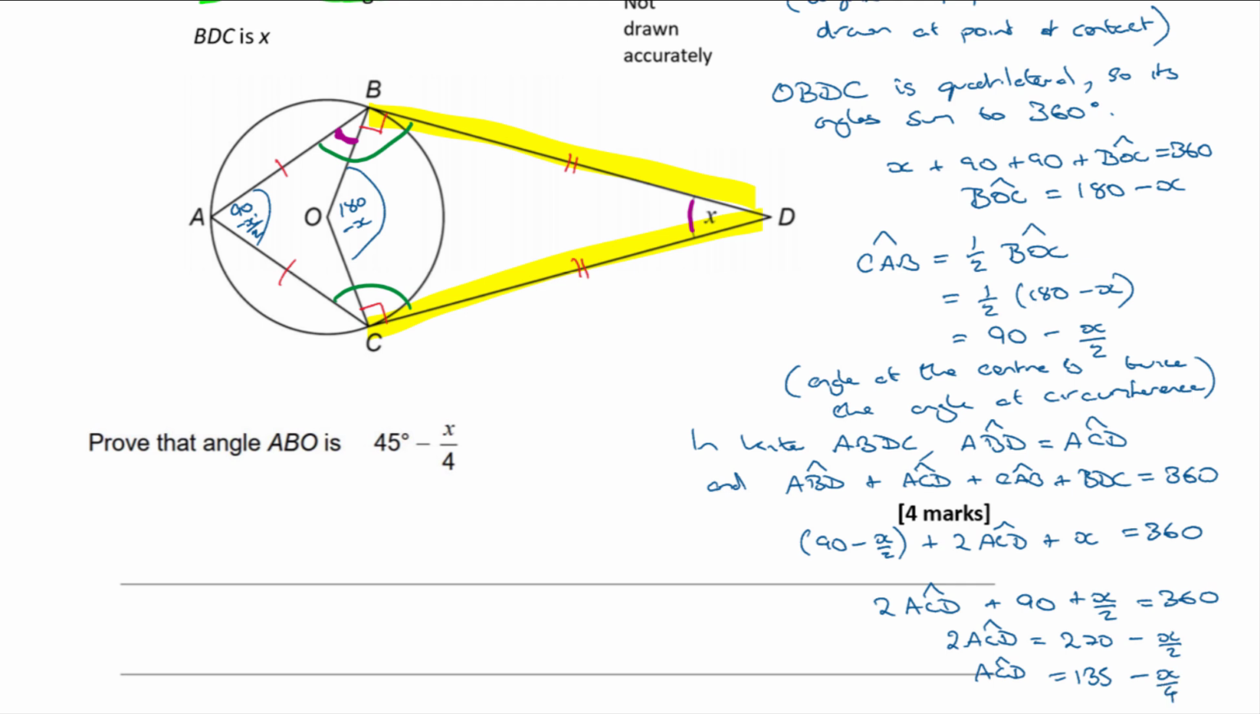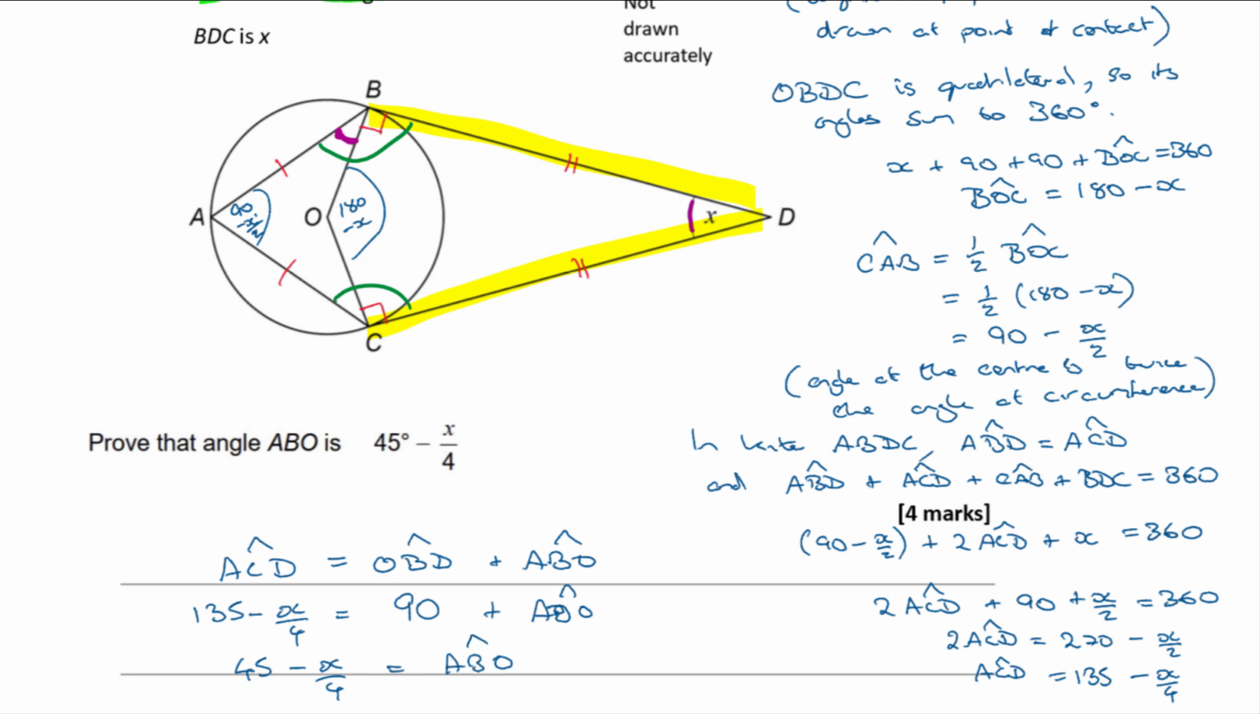Okay, but if you remember, ACD is equal to OBD plus ABO. So our 135 minus x over 4 is going to be equal to OBD, which was a right angle, 90, plus ABO, which is the thing we're trying to find, isn't it? ABO. So then taking 90 away from both sides, that is going to give me 45 minus x over 4 is equal to ABO. So that was quite a long proof, but prove it we did. Very good. So ABO is 45 minus x over 4.